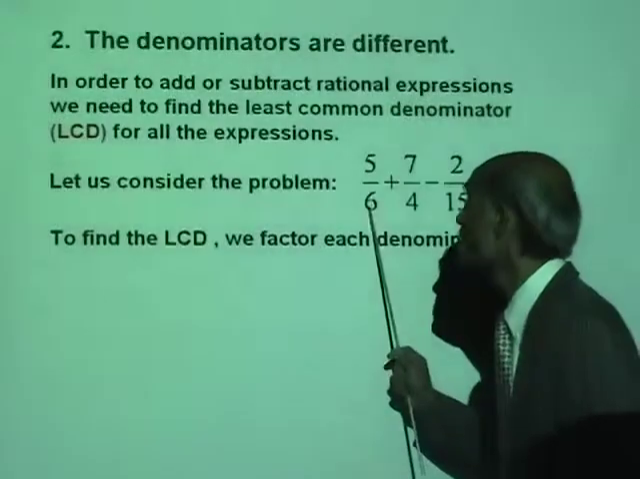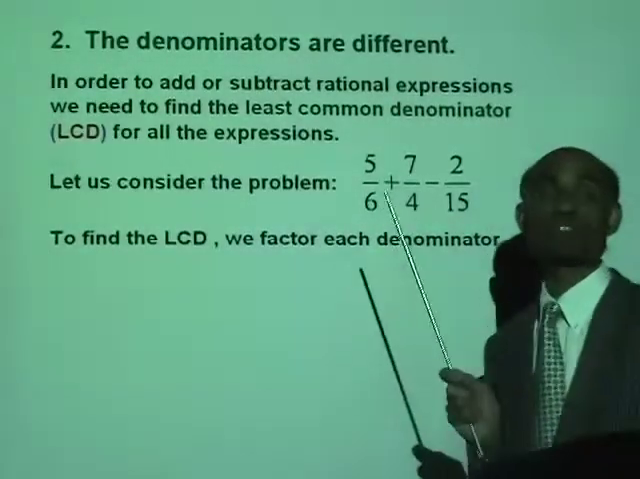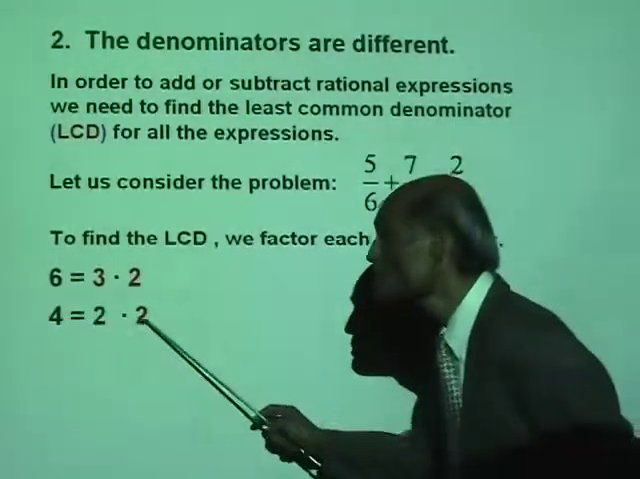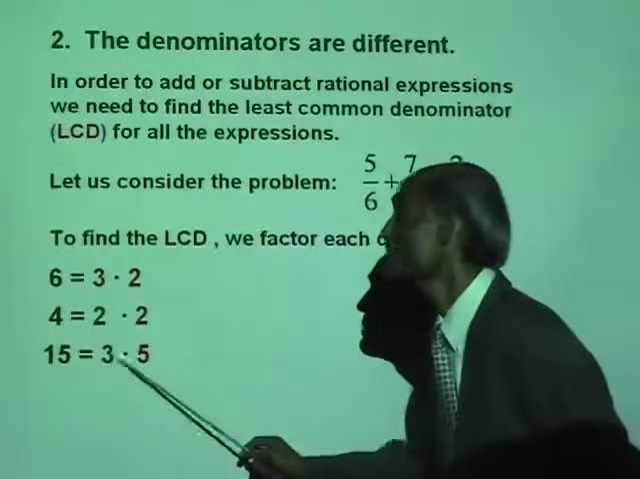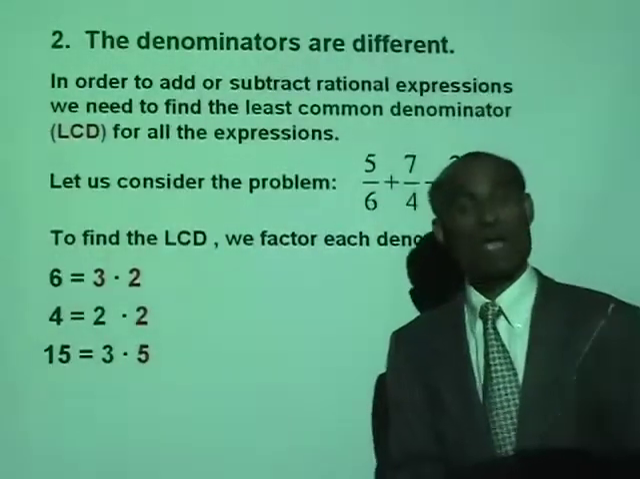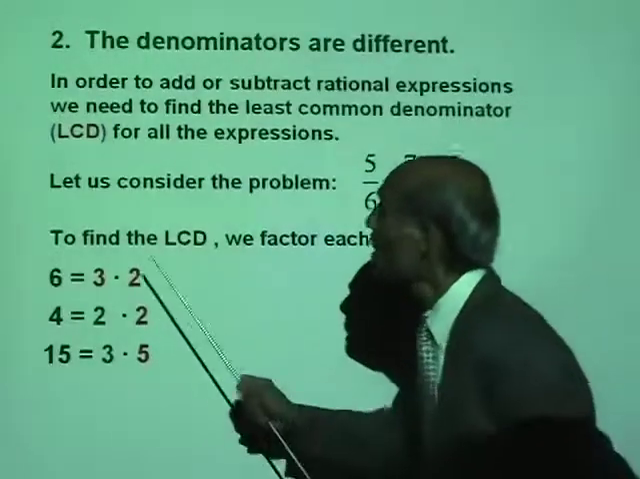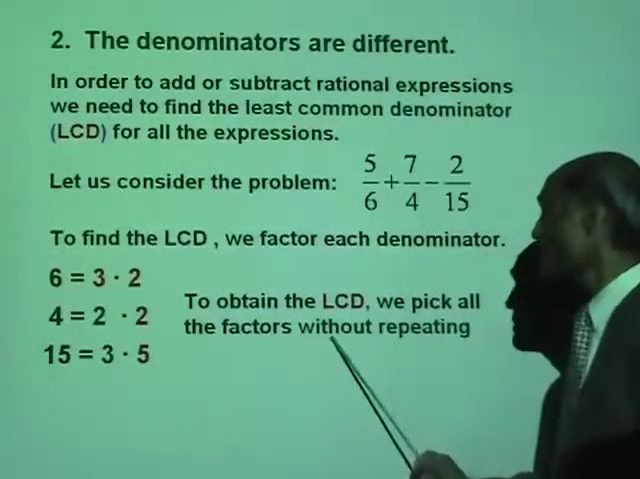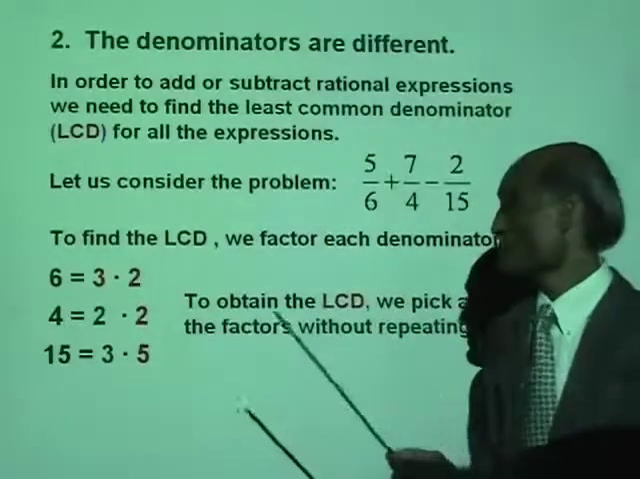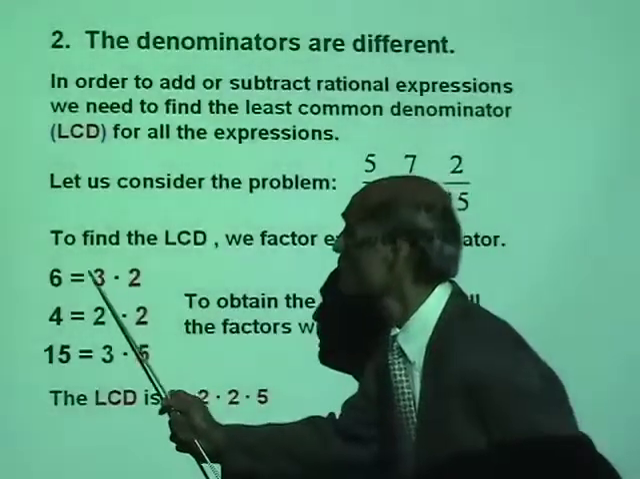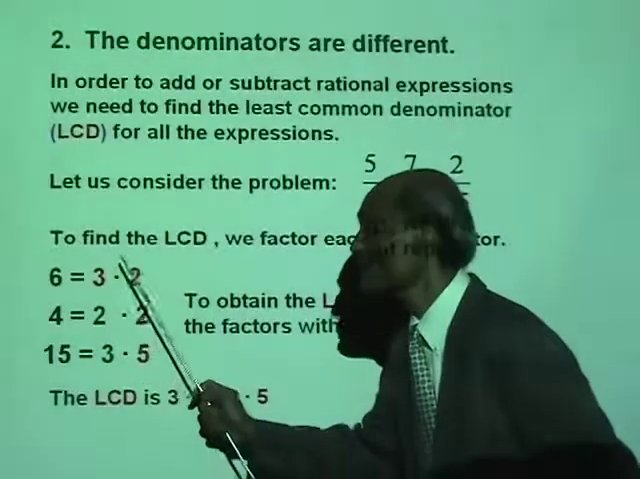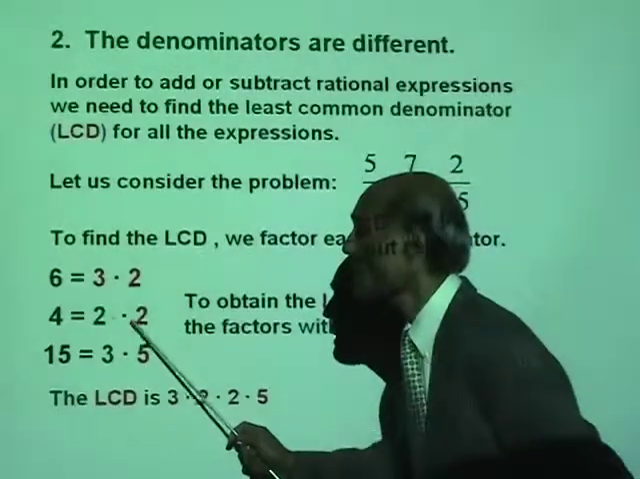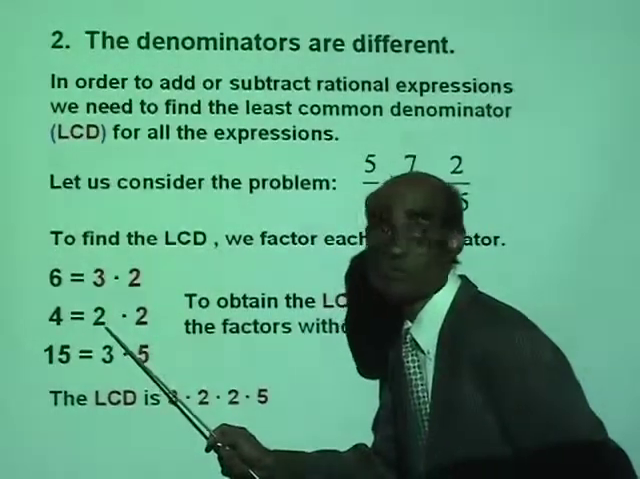To do that, we need to factor each of these numbers. 6 is 3 times 2, 4 is 2 times 2, and 15 is 3 times 5. Okay, how do we pick the LCD? To obtain the LCD, we pick the factors without repeating. So, we start by picking all the factors of the first, that is 3 times 2.